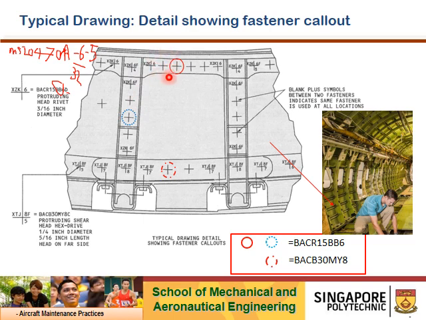Now, do you see all those blank plus symbols? What does this blank plus represent? Over here it mentions that the blank plus symbols between two fasteners indicate the same fastener is used at all locations. In other words, if this is XZK6 and XZK6, then all these 4 remaining fasteners will actually install BACR15BB6D rivets. Do you see that?